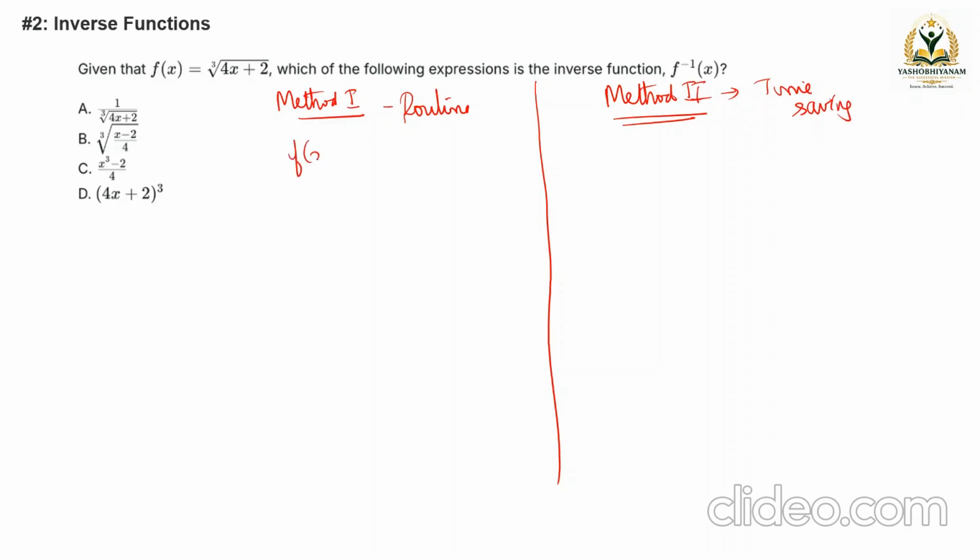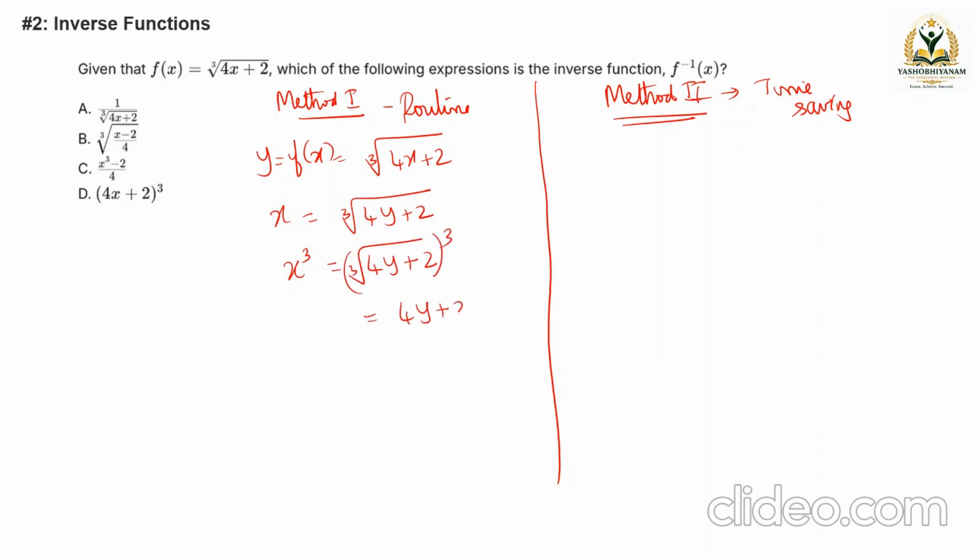So how do you find the inverse of a function? You would normally swap the x and y. Step 1 would be swapping the x and y, which makes it x is equal to the cube root of 4y plus 2, and write y in terms of x. So x cubed is equal to the cube root of 4y plus 2, the whole cubed. This just gives me 4y plus 2 is equal to x cubed. Now subtract 2 and isolate y. So f inverse of x is nothing but x cubed minus 2 over 4. This would be your option C. This is your routine way of solving it.